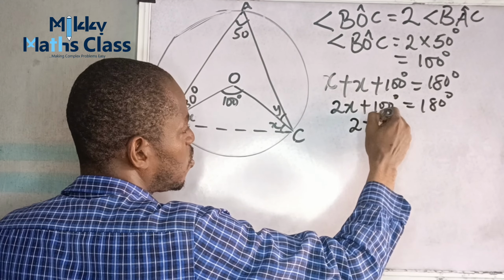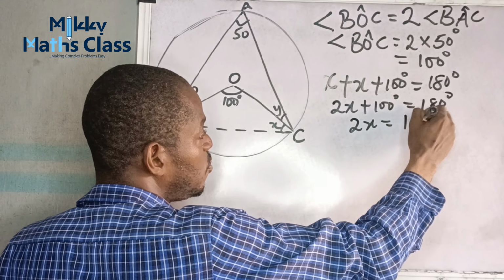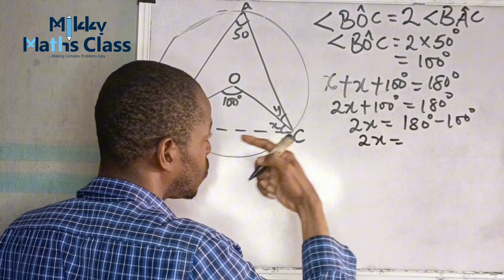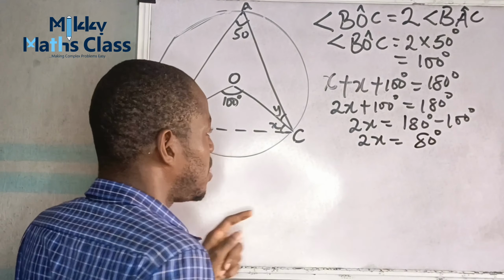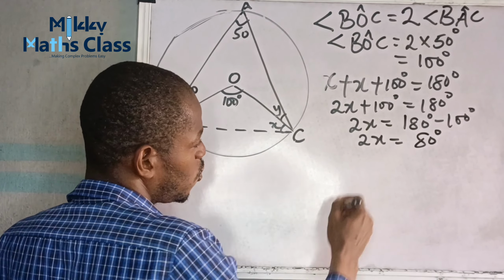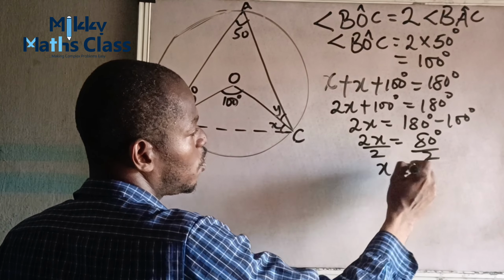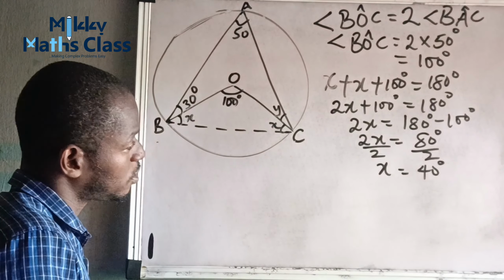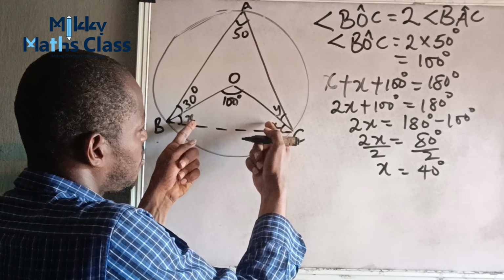So 2x is equal to, subtract 100 from both sides, 180 degrees minus 100 degrees. So our 2x is equal to 180 minus 100, that's 80 degrees. Now we are not interested in 2x, we are interested in x. So divide both sides by 2. Our x will be equal to 40 degrees. Our x is equal to 40 degrees. Now, I have gotten that this place is 40, here is 40.